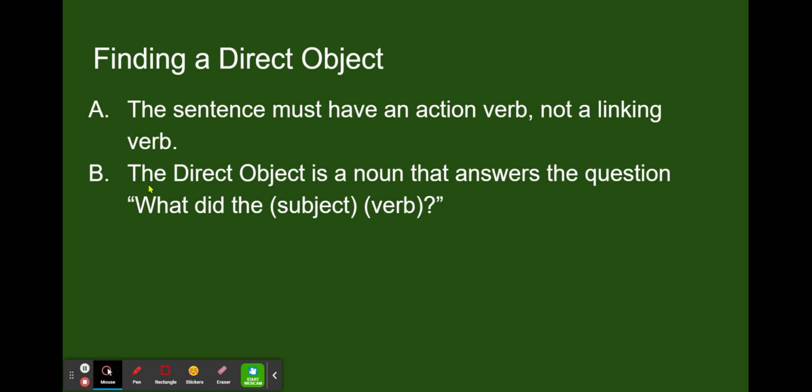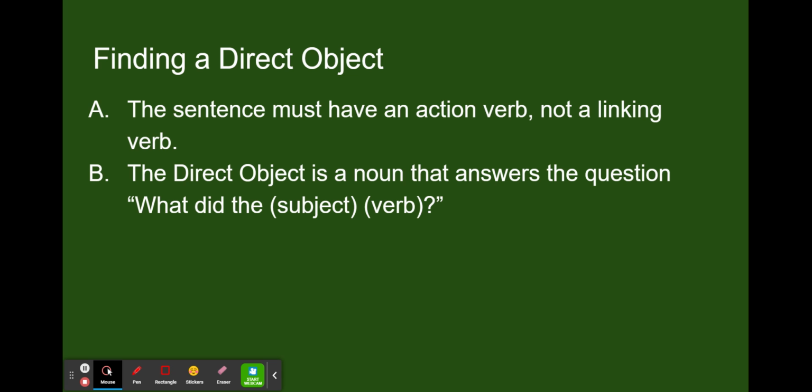In order to understand indirect objects, we first have to make sure we've mastered direct objects. In a sentence that has an action verb, you may find a direct object. You will only find direct objects in sentences with action verbs. You'll never find them in a sentence with linking verbs. There has to be an action going on.